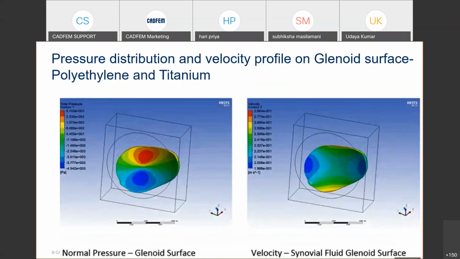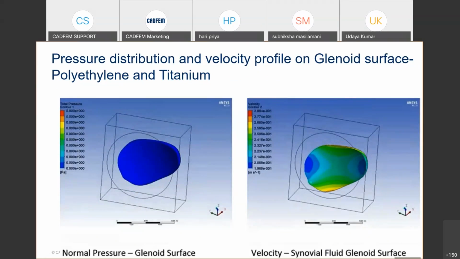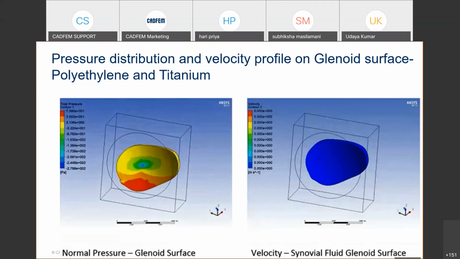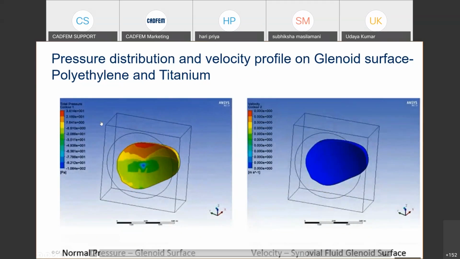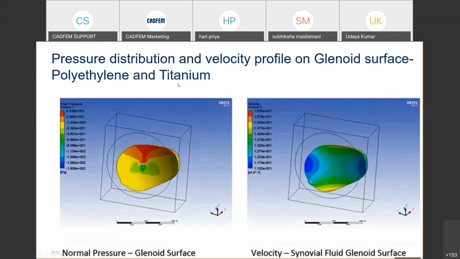In the second kind of analysis here, we have changed the materials to polyethylene and titanium. Before, we considered only the metal part. So what actually happens when we change the material itself? You want to see the actual conditions, so we change the conditions to polyethylene and titanium material.